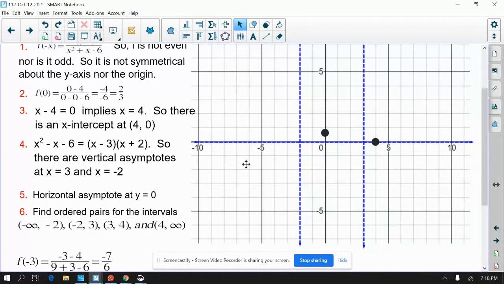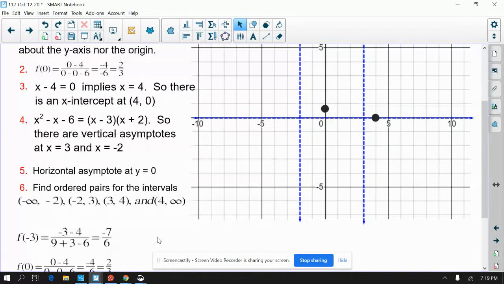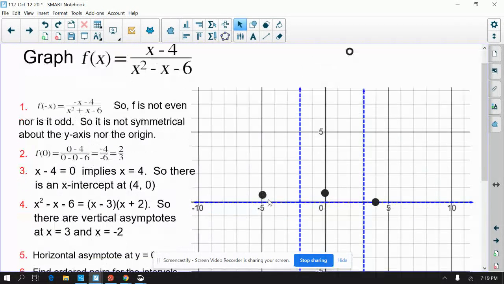And you only have to test one number because we know if it crossed over the x-axis, it would have had another 0, but it only has 1 0, and it's over here. So we're going to find one number to the left of -2, and I just chose -3. You plug in -3, and you get -7/6. So (-3, -7/6) is an ordered pair.